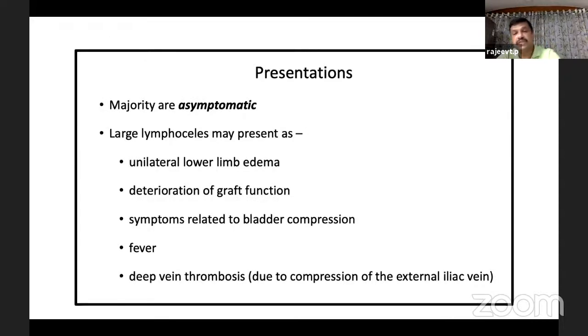Presentations: the majority of these lymphoceles are asymptomatic, but large lymphoceles can present with an array of problems. It can present with unilateral lower limb edema. There can be sudden deterioration of the graft function. Then again, the symptoms may be related to extrinsic bladder compression by a large lymphocele. Patient may present with fever off and on. And some patients may present with deep vein thrombosis. It is due to the compression on the external iliac vein.